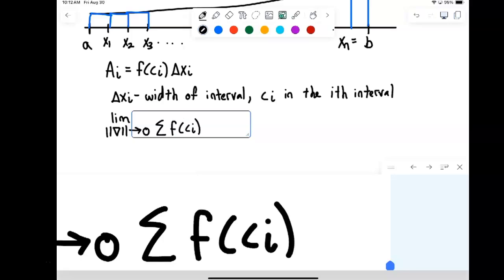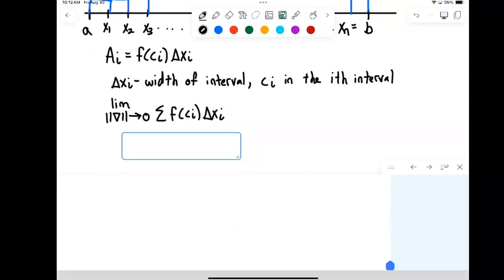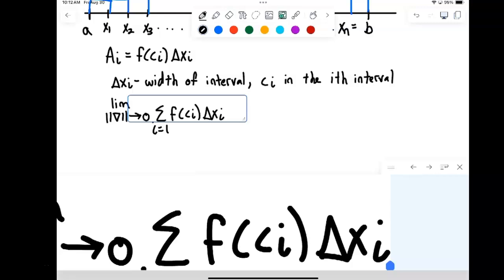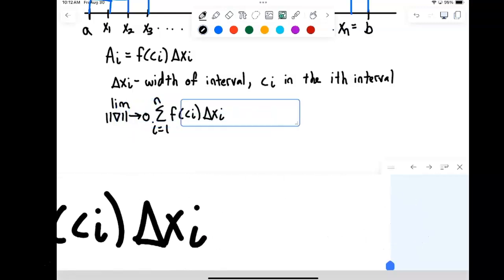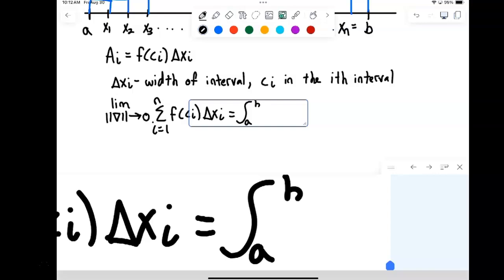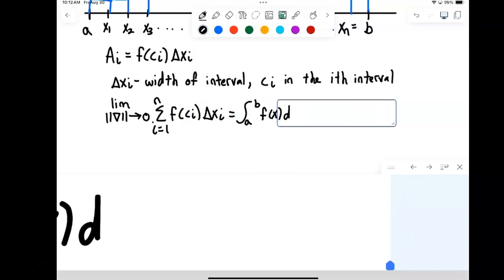The area of every one of those subintervals as i goes from 1 to n for our partition. And if that limit exists, then for that Riemann sum, we say the function has an integral. And that is what we call the definite integral of our function. And so that was the definition of the definite integral.